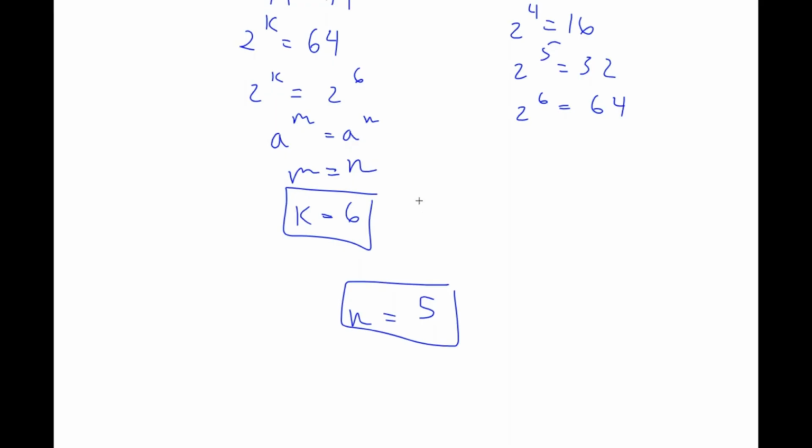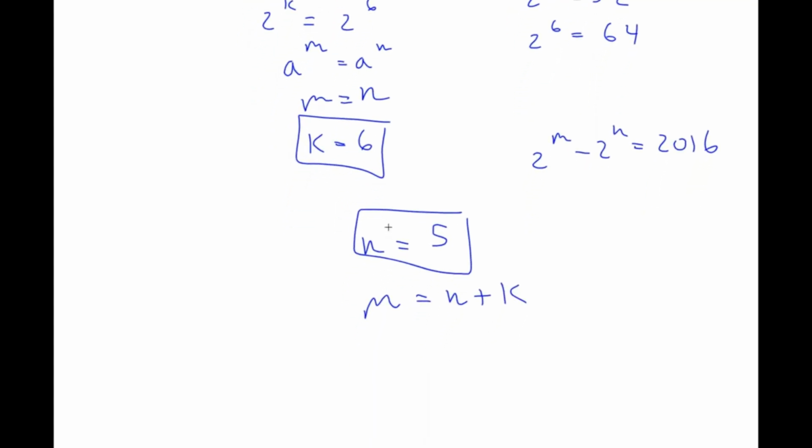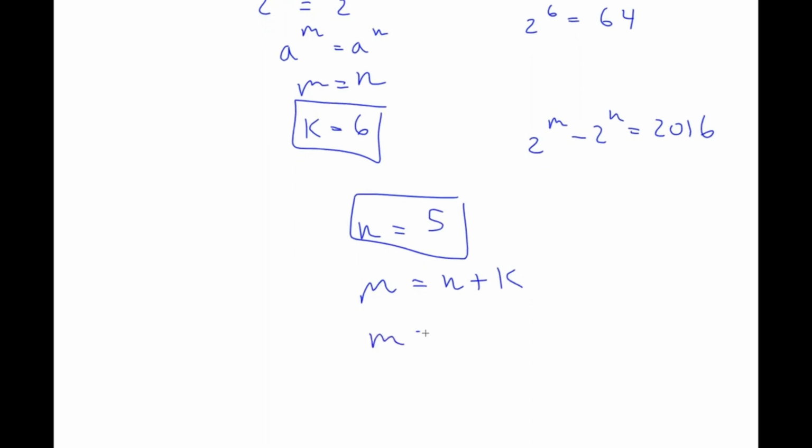However, remember, our original equation was 2 to the power of m minus 2 to the power of n is equal to 2016. And so far, we've found our value for n. However, we did not find our value for m. But remember, we did state at the start that m was equal to n plus k. And we have our values for k and n. So we can simply plug these in. So now we have m is equal to 6 plus 5. 6 plus 5 is 11, so m is equal to 11.